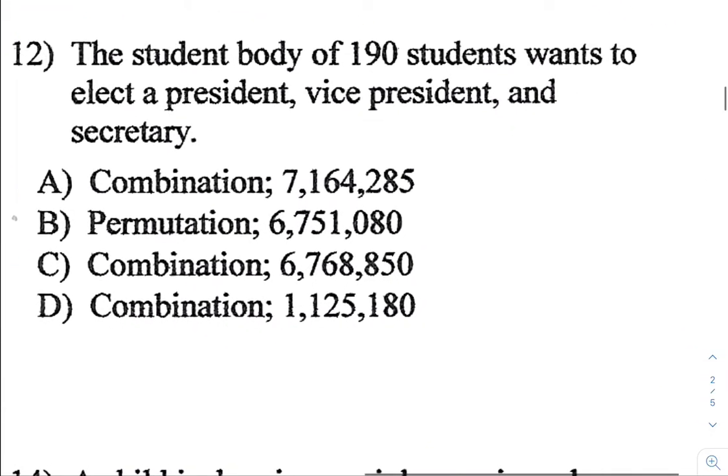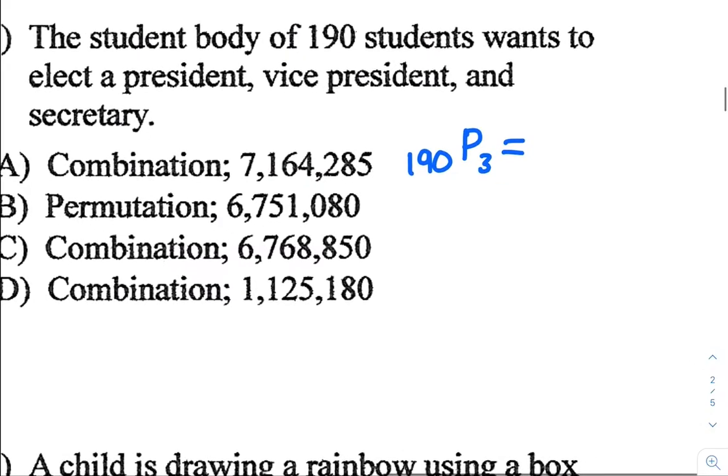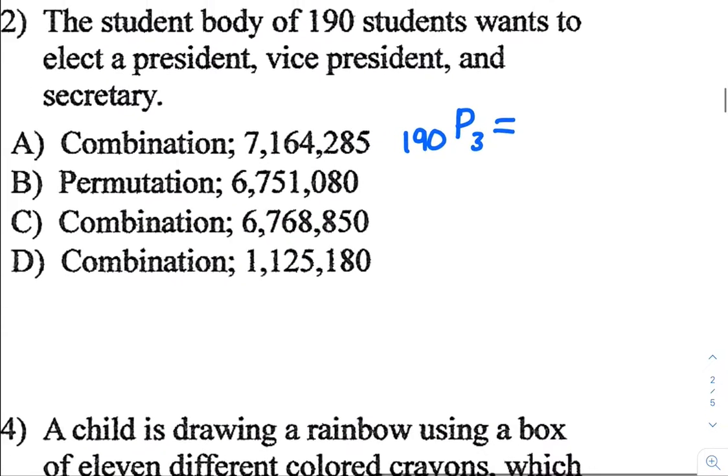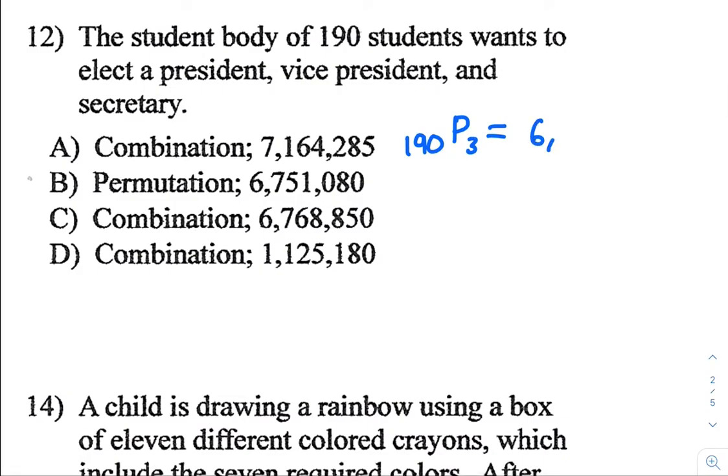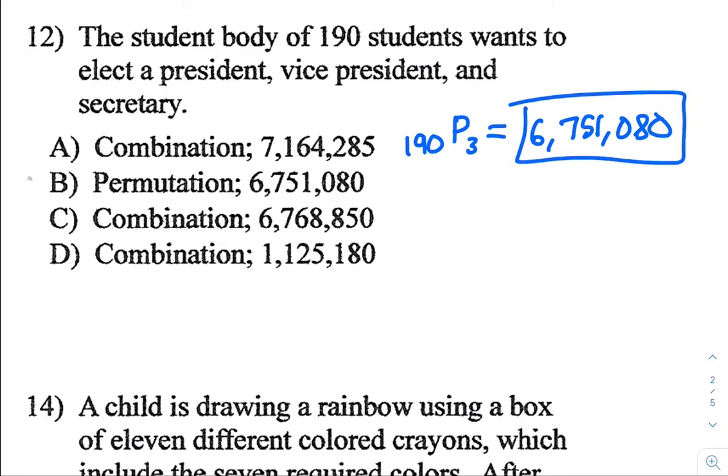12. 190 students want to elect a president, so I automatically know it's permutation because there's an order. It has to be a president, vice president, and a secretary, and you're choosing 3 of them. So in your calculators, 190, and you're choosing 3 of them, and you should have gotten 6,751,080, which is B.